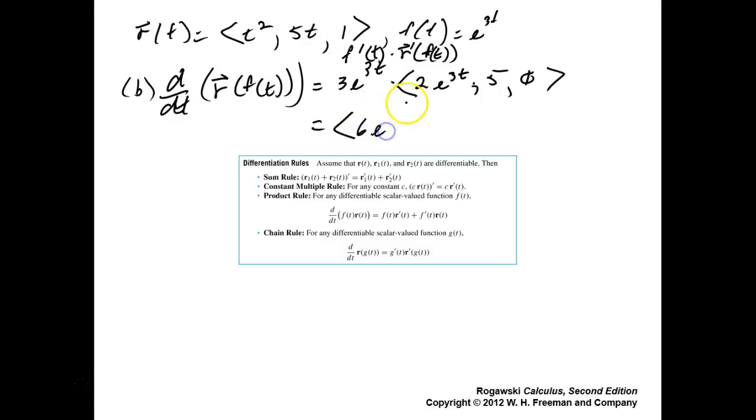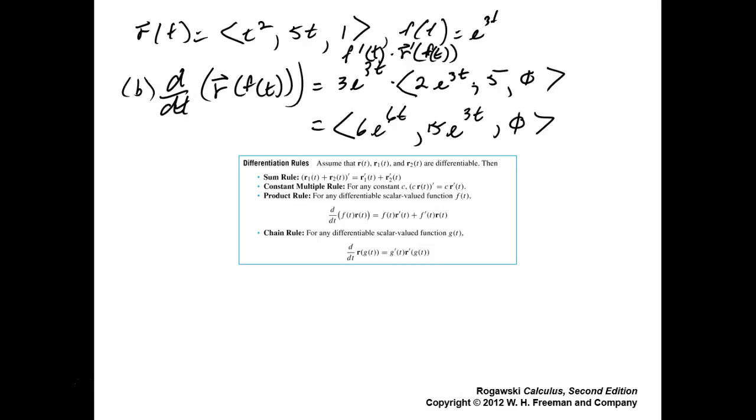6e to the 6t. I hope that's what you're saying. I can hear you talking, but I can't make it out. 15e to the 3t, comma, 0. Yeah. Okay. And let's see if they got it right. Yes, look at them. They got it right as well.